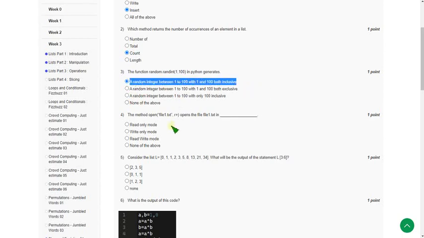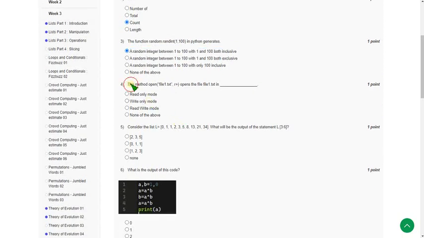And moving on to the fourth question, the method open(filename, 'r+') is a special mode, so it is used to both read and write. That means third option. It helps us to both read and also write to the file. That is the third option.